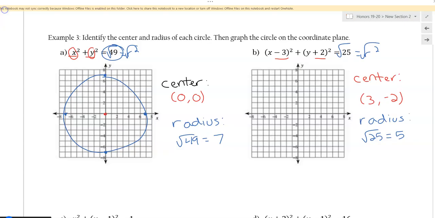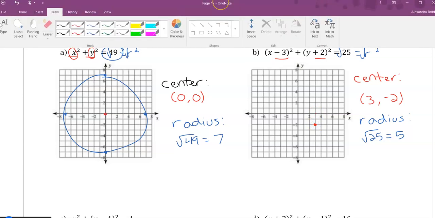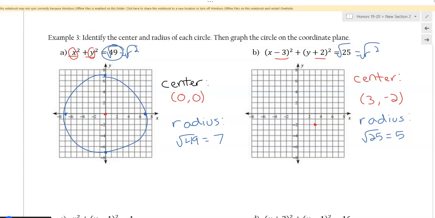Okay. So I'm going to put 3, -2. So over 3 down 2. Here's my 3, -2 point. And then I'm going to go 5 in every direction. 5 to the right. Start here, go 5 up. Start here, go 5 left. 5 down, okay? And again, connect them with a circle. That's a pretty nice one. Better than my last one.